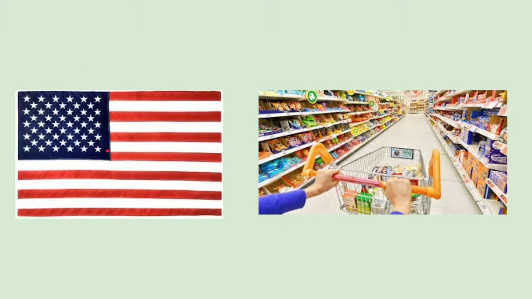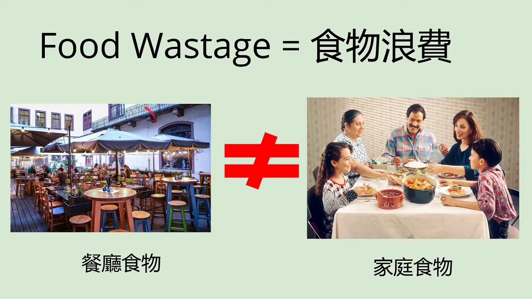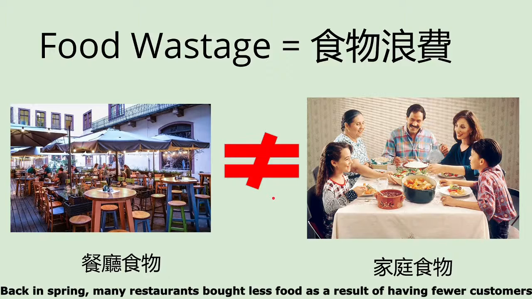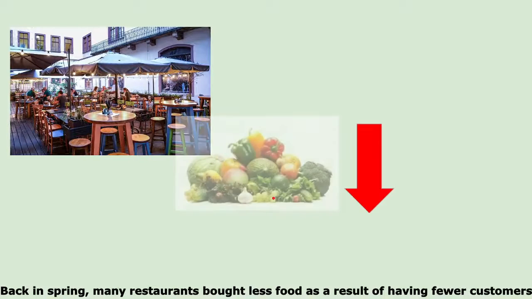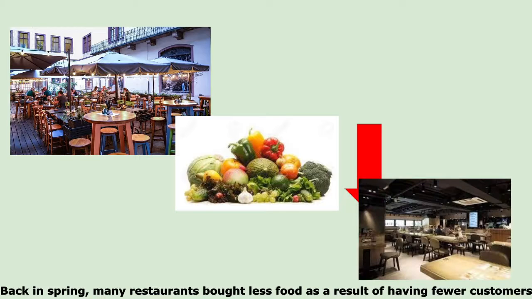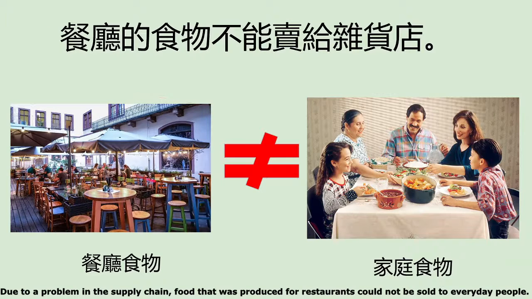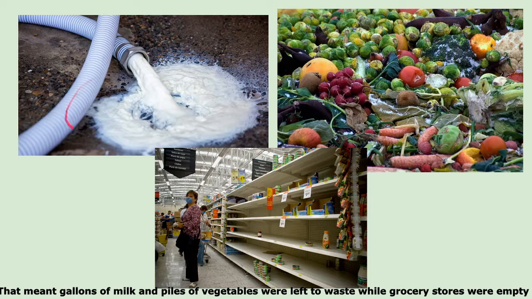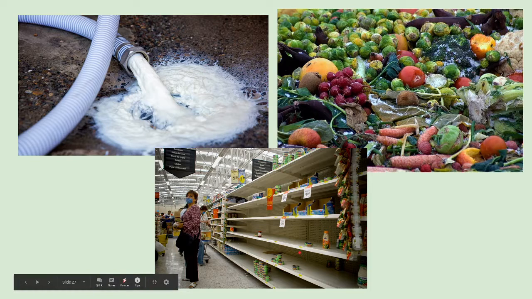To make the food wastage worse, food service supply, which is food sold to restaurants, is separated from the grocery store supply, food sold to everyday people. Back in the spring, many restaurants bought less food as a result of having fewer customers. Due to a problem in the supply chain, food that was produced for restaurants could not be sold to everyday people. That meant that gallons of milk and piles of vegetables were left to waste while grocery stores were empty. Thus, you have an issue where you have food, but people are not getting the food.